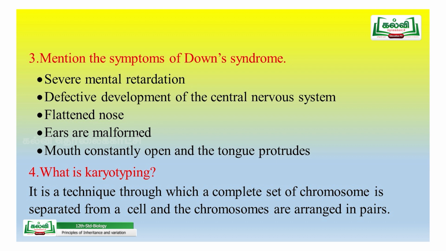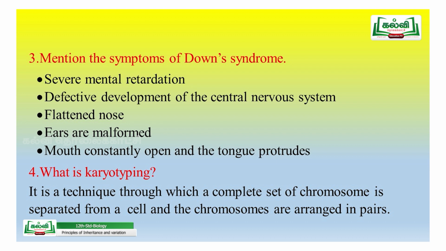Mention the symptoms of Down syndrome. Down syndrome is also called Mongolian syndrome. The symptoms of Down syndrome are severe mental retardation, defective development of the central nervous system, flattened nose, malformed ears, mouth constantly open and the tongue is protruding.